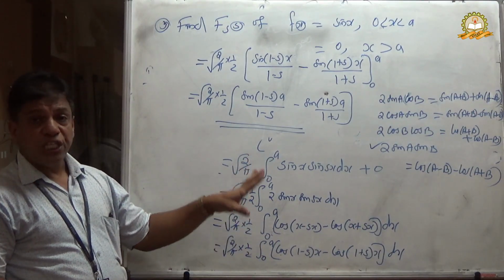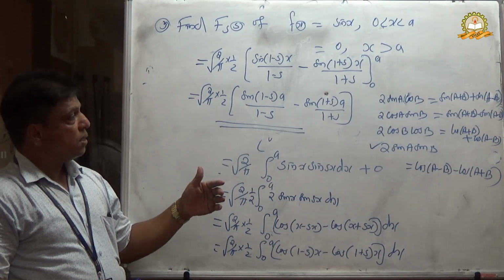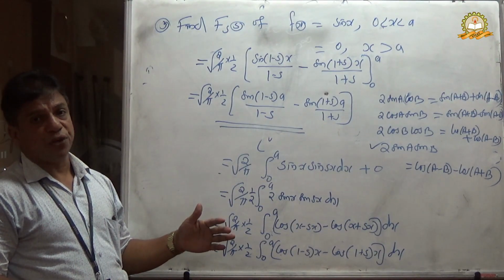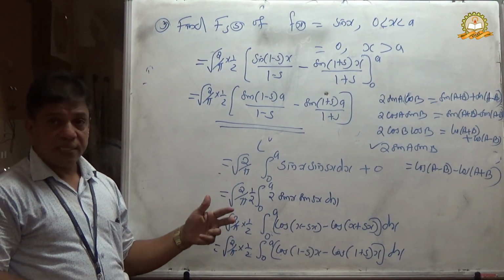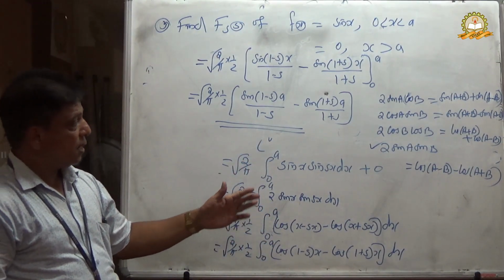This is the procedure for finding the Fourier sine transform of a given function. Okay, I think that everybody will be clear on these three problems. Okay, thanks.